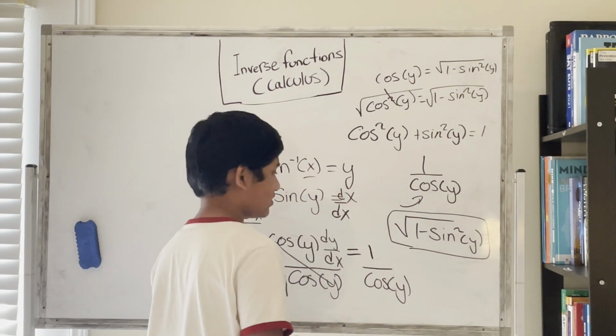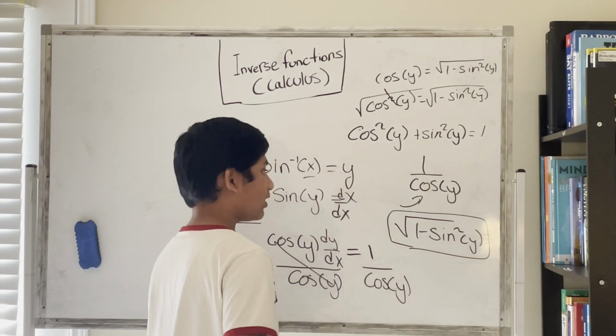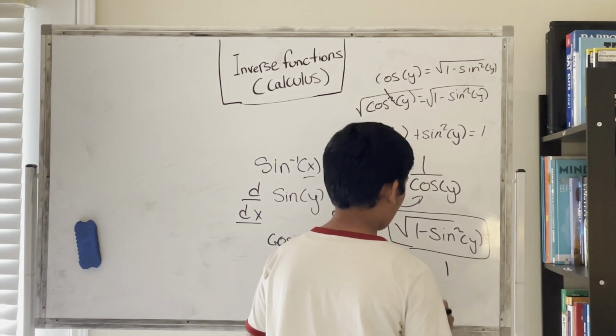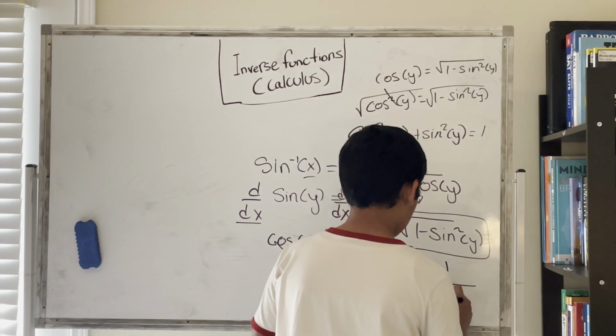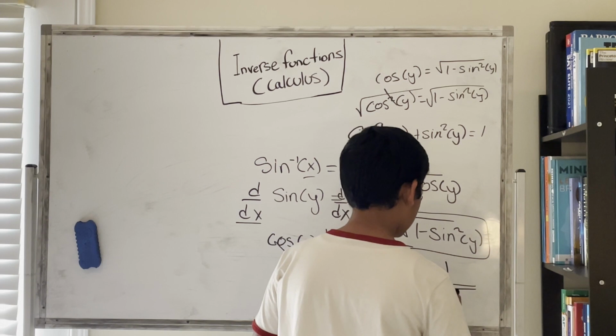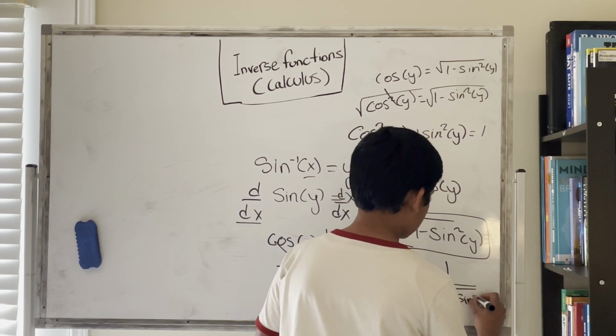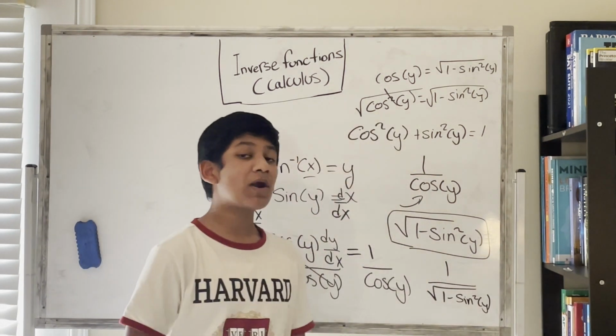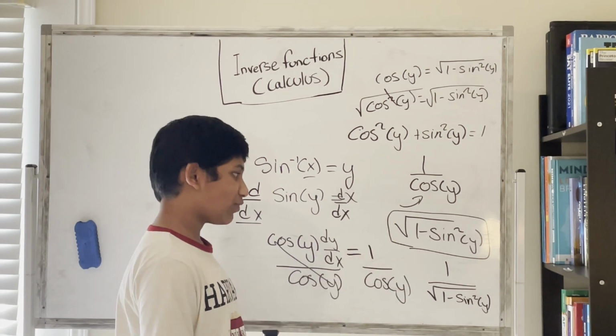So we just plug it into there. And remember, if we plug it into there, we'll get 1 over the square root of 1 minus sine squared of y. Now, what was our purpose in changing this into sine squared of y?